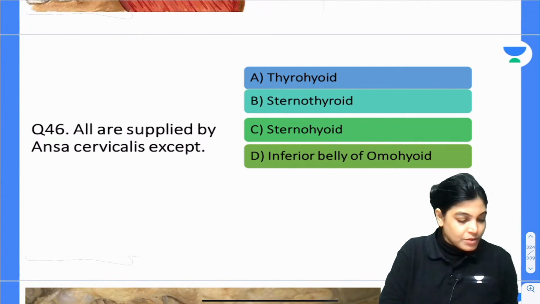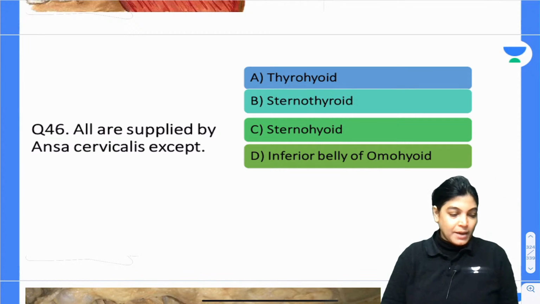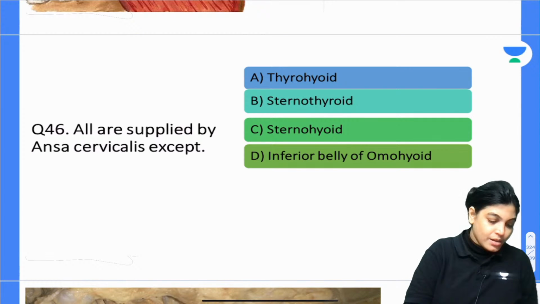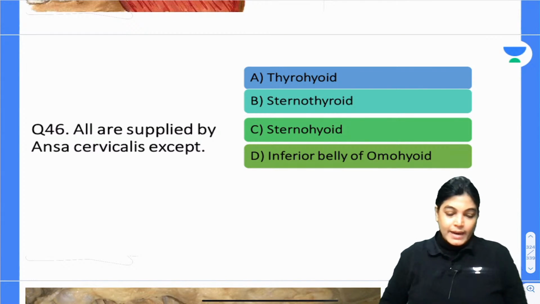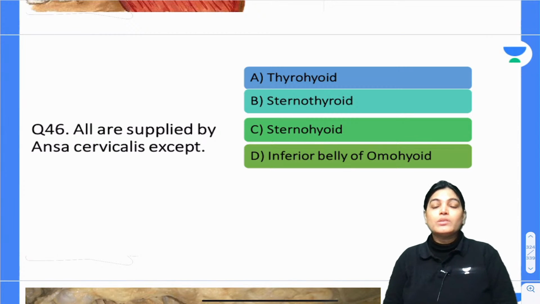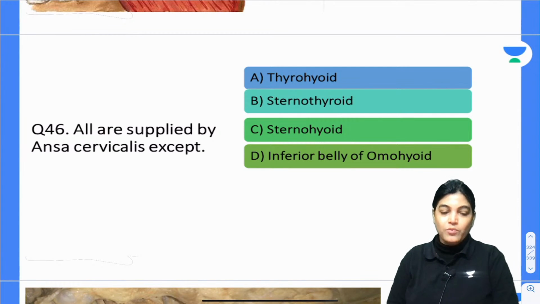Yes, the auriculotemporal nerve was the absolutely correct answer, Mr. King. Now let's talk about the next one, question number 46. All are supplied by ansa cervicalis except: thyrohyoid, sternothyroid, sternohyoid, inferior belly of omohyoid.